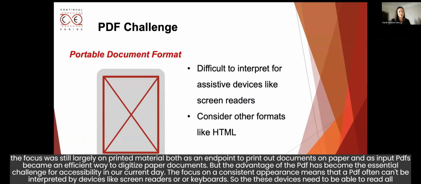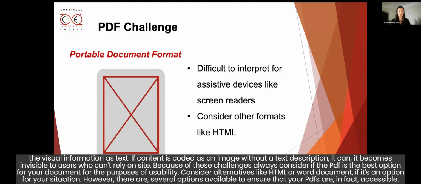But the advantage of the PDF has become the essential challenge for accessibility in our current day. The focus on a consistent appearance means that a PDF often can't be interpreted by devices like screen readers or keyboards. So these devices need to be able to read all the visual information as text. If content is coded as an image without a text description, it becomes invisible to users who can't rely on sight.